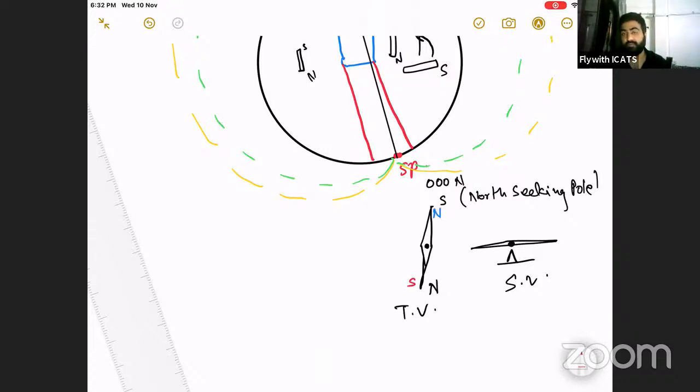So what students think is that because north is written here and all bar magnet poles are denoted by N and S, they think this is the north pole of the magnetic needle and that is showing us the north pole of the Earth, but that is wrong. The N is just to show you that this needle is pointing towards north. Is it clear?